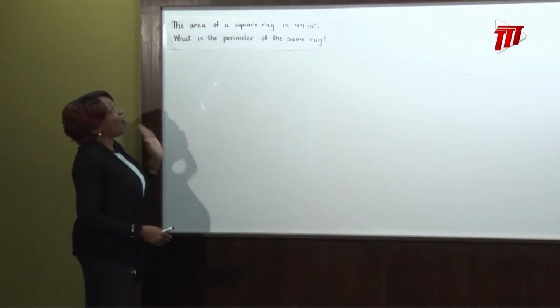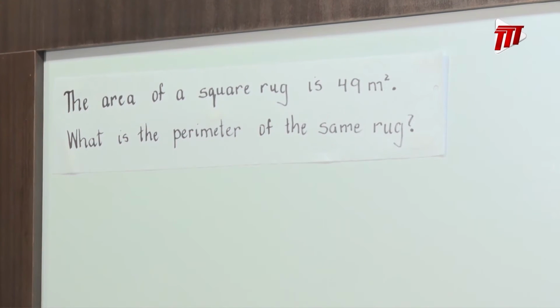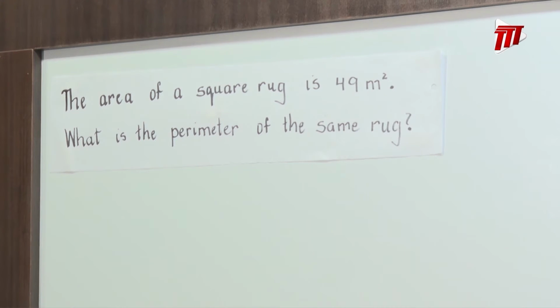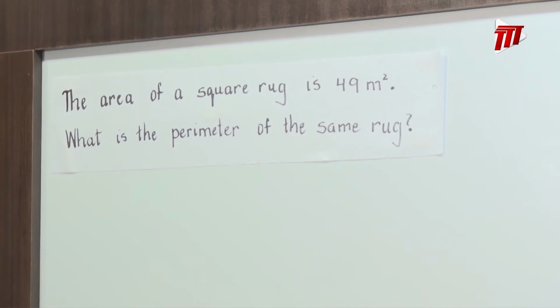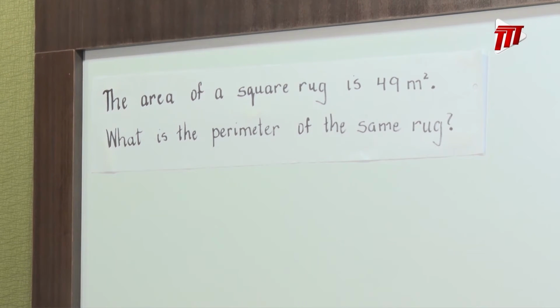The area of a square rug is 49 meters squared. What is the perimeter of the same rug? Let's go again. The area of a square rug is 49 meters squared. What is the perimeter of the same rug?